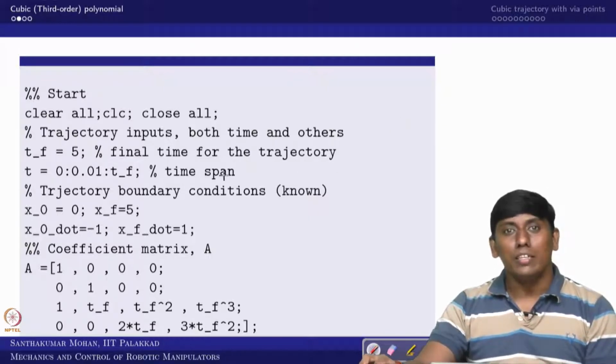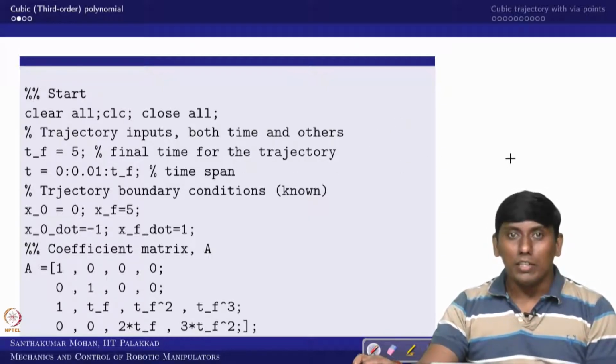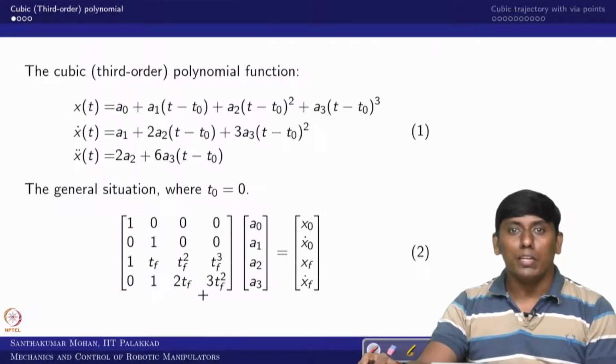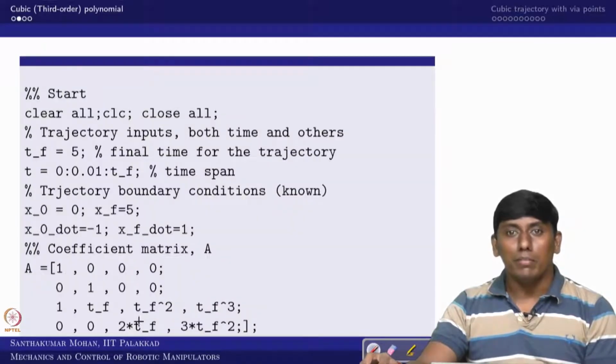Then we need to give the trajectory inputs. One is the final time, and we always assume that t naught is 0 in this case. So the time span goes from t naught to tf, with t naught assumed as 0. This is the trajectory input of time. Further, x of 0, x of tf, x dot of t0 and x dot of tf are all given, and assumed to be known. Then we can write the coefficient matrix that we derived here.